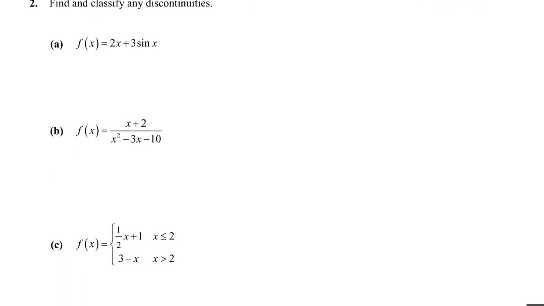All right. So let's go to some functions and see if we can decide whether there are any discontinuities, and then classify them. Okay, so 2x plus 3 sine x. Well, 2x is just a polynomial. It's continuous everywhere. 3 sine x, that's just one of our functions that's continuous everywhere it's defined, and it's defined everywhere. So this is two continuous functions being added together. This is continuous everywhere on the real line.